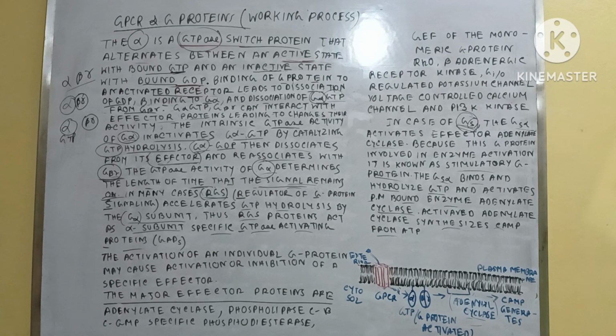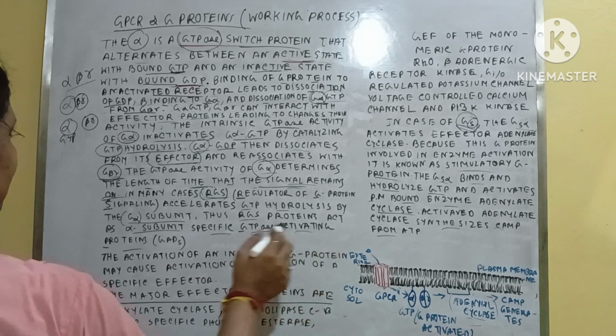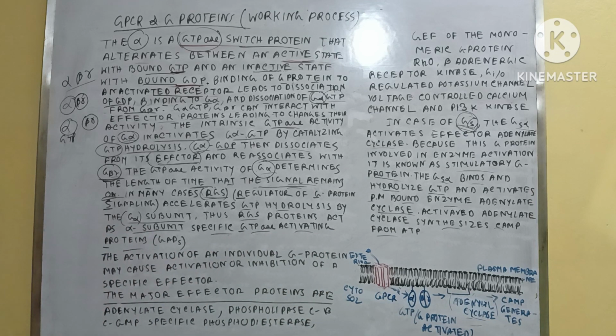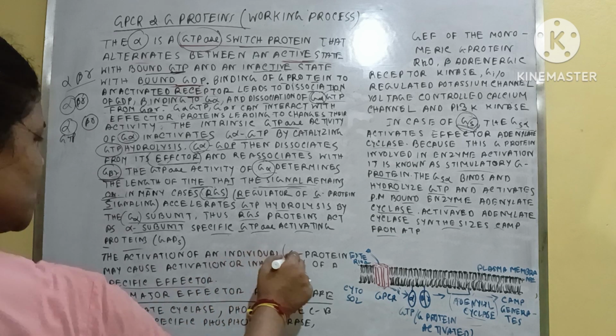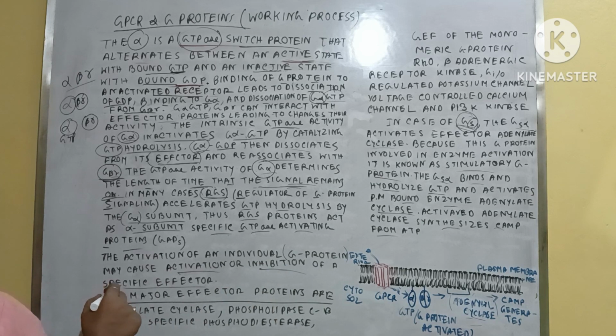So RGS proteins act as the alpha subunit specific GTPase activating proteins, or you can say GAPs. The activation of an individual G protein may cause the activation or inhibition of a specific effector. So the activation of the G protein is also dependent on the activation or inhibition of the specific effector. Okay, so there are many effectors.